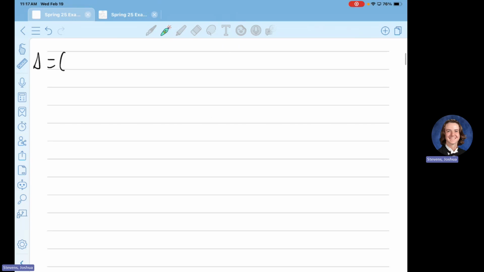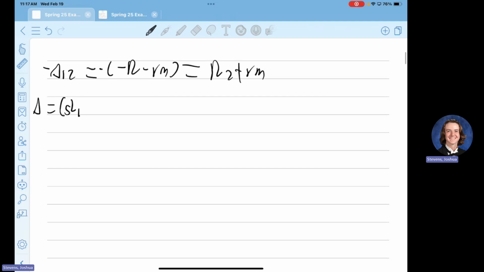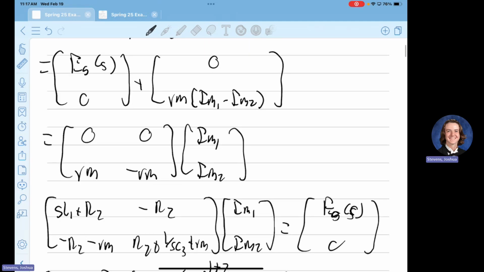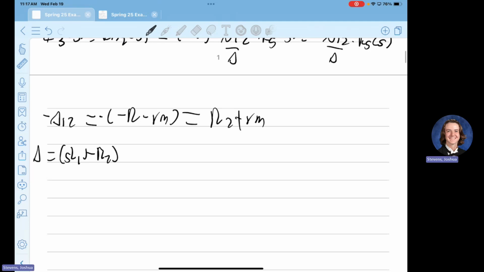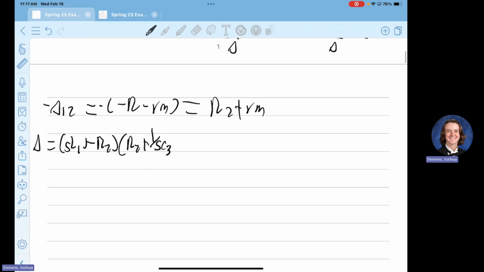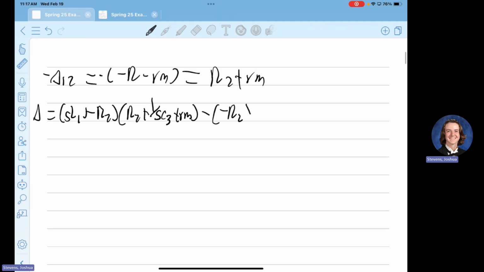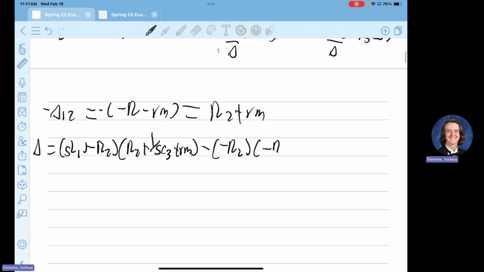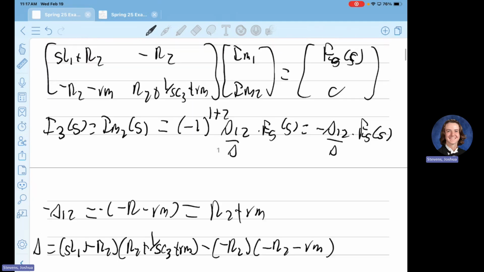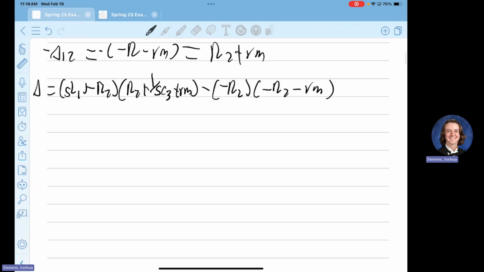Yeah. Okay. So, like I said, my handwriting is trash. Please let me know if you cannot understand. SL1 plus R2 times that R2 plus 1 over SC3. What is that? A plus RM minus negative R2 times negative R2 minus RM. Okay. So do we agree with how I got there based on this matrix here? Y'all agree? Wait. So now we do the algebra.